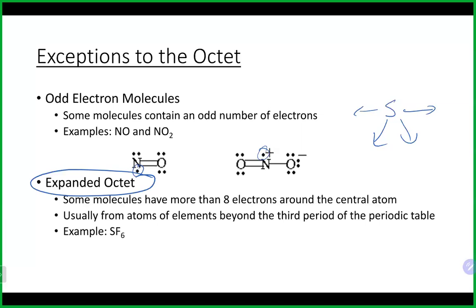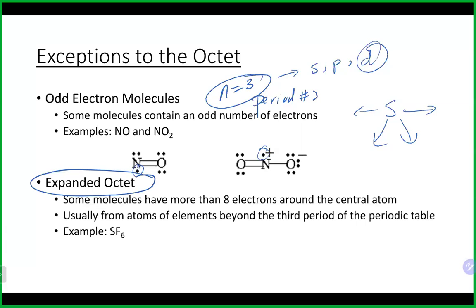That is because sulfur is on period number 3. And period number 3, when we talk about electron configurations, is an n equals 3 level, right? The 3rd energy level. And if you remember when we talked about electron configuration, what orbitals begin on the 3rd energy level? We have s's, we have p's, and that is the first energy level that you get d's.